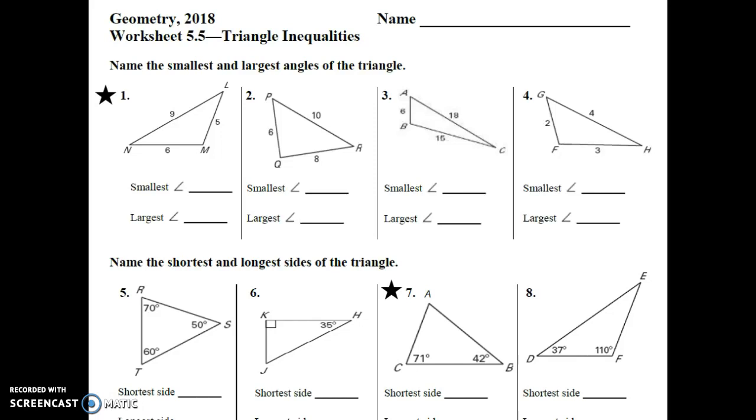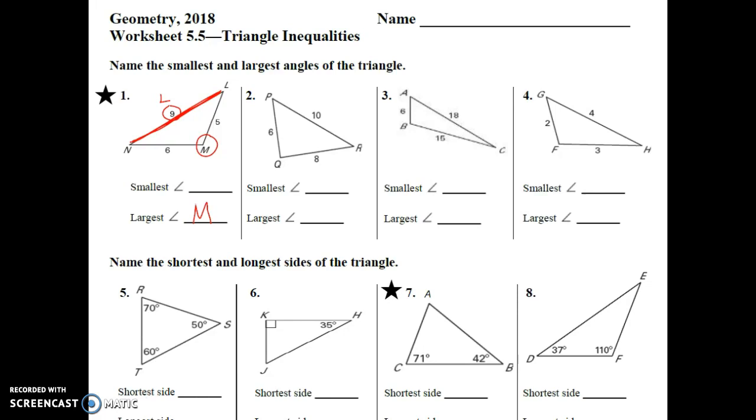Question number 1, the information that we have is the length of the sides. We notice that 9 right here is the largest side. And so to find the largest angle, we go with the angle that is opposite of that. And that would be angle M over here, the angle that does not touch the red line. So we can fill that in right there, angle M.